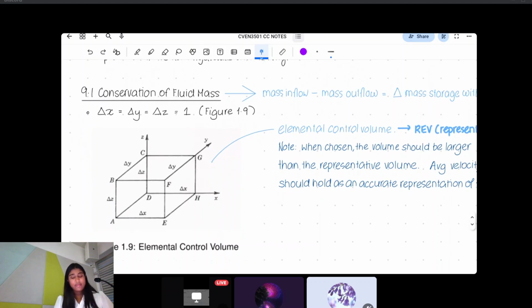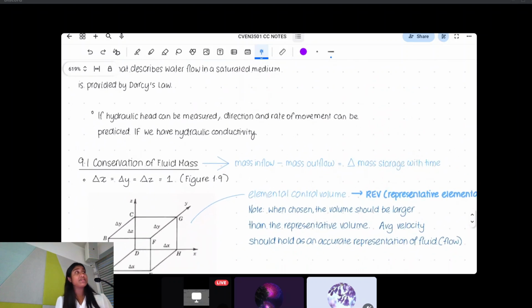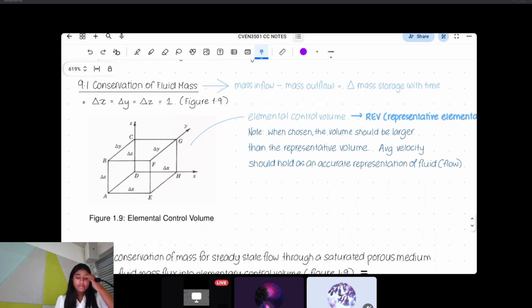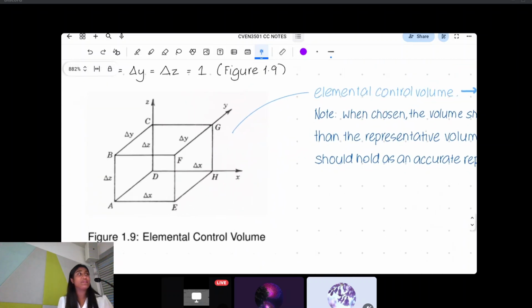So the law that is really important in groundwater flow equations is the conservation of fluid mass. So that's the mass of the inflow minus the mass of the outflow. So that would be the mass change, or the amount of stored mass change with time. So this diagram here is going to be kind of our reference for this part of the crash course. It's like your control volume.